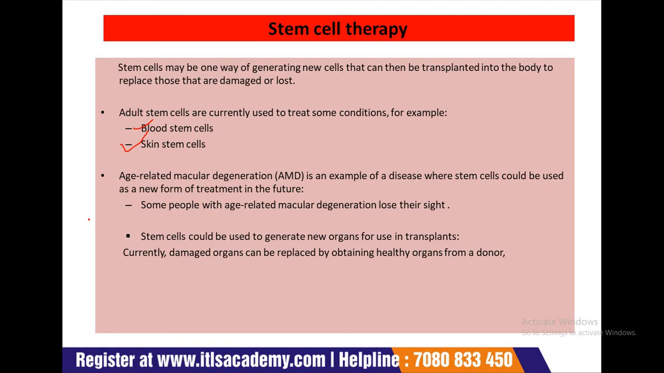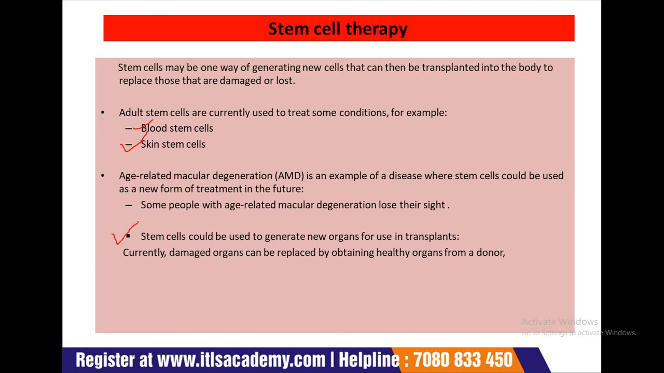because cells in the retina of the eye, called retinal pigment epithelium cells, stop working. Scientists are using induced pluripotent stem cells to produce retinal pigment epithelial cells in the lab that can then be put into a patient's eye to replace the damaged cells.